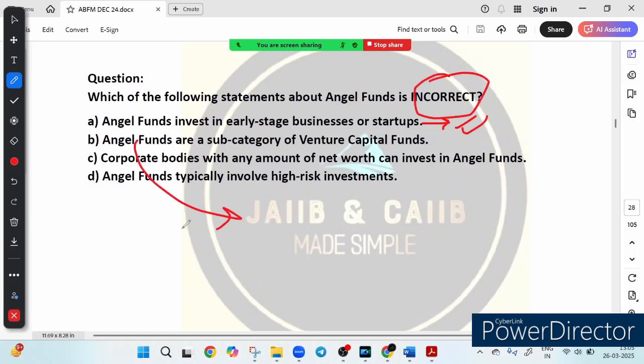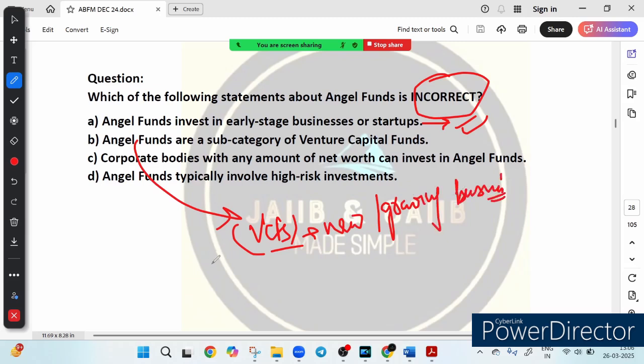So angel funds come under VCF, venture capital funds, which invest in new or growing businesses, right? The main difference is that angel funds invest in the earliest stage of a startup, but VCF invests when the startup has already grown a little. That is the point.